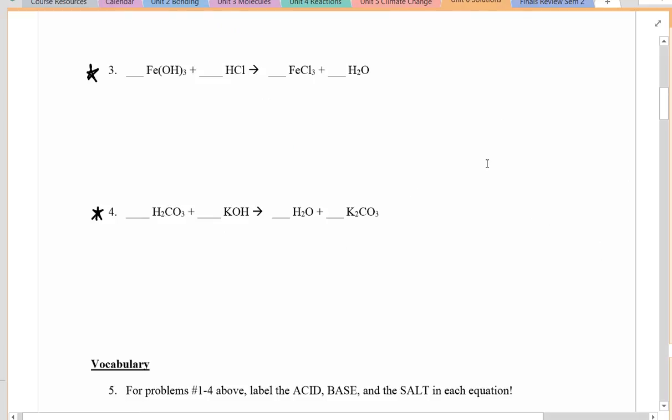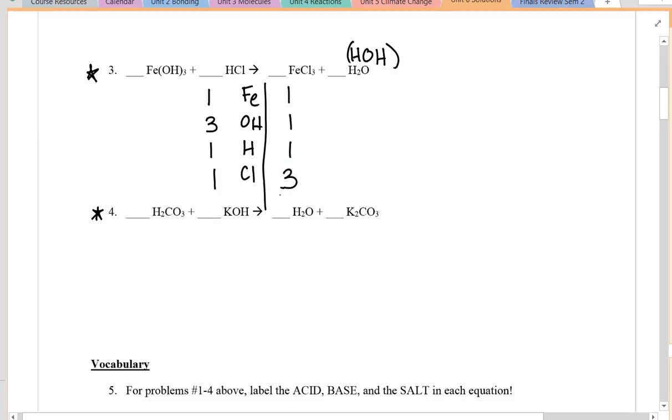So step 1, I'm going to do my T-chart and I'm going to tally. So I'm going to say, what do I have? I've got irons, I've got hydroxides, I've got hydrogens, I've got chlorines, okay? And I'm going to look on the left. I've got 1 iron, I've got 3 hydroxides, I've got 1 hydrogen, I've got 1 chlorine. Over here on the right, I've got 1 iron. Remember, I'm going to think of water as being HOH, so I've got 1 hydrogen and 1 hydroxide, and then my Cl has a 3 by it, so I've got 3 chlorines.